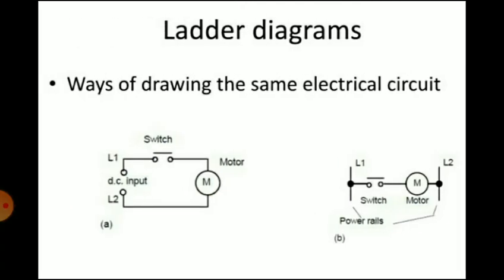Now, regarding ladder diagrams, you can see the simple electrical circuit on the left hand side having a switch which will operate the motor, and on the right hand side you can see the relay ladder diagram having the switch which will operate the motor. So on the left hand side there is a simple electrical circuit, and on the right hand side there is a relay ladder diagram.